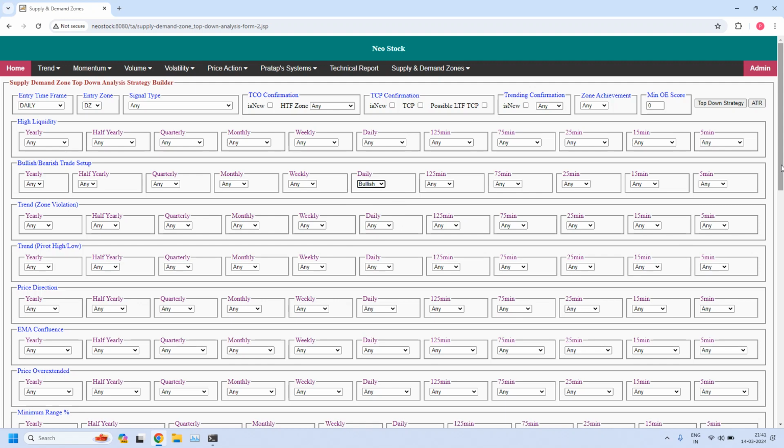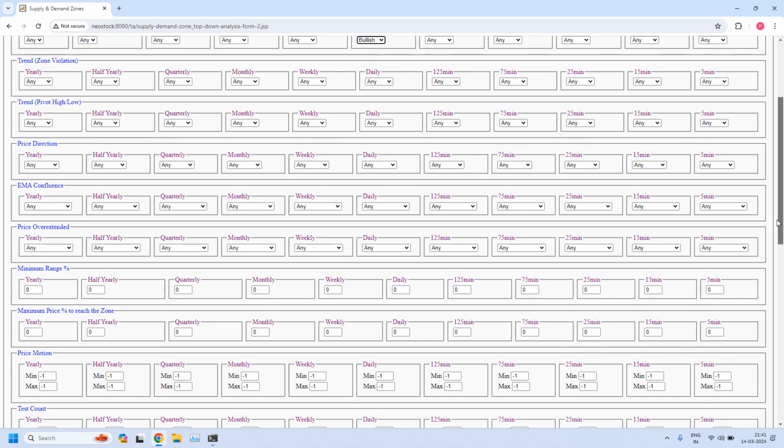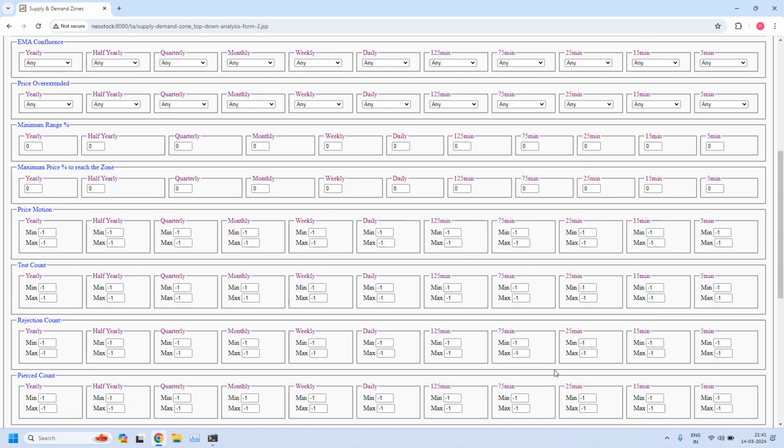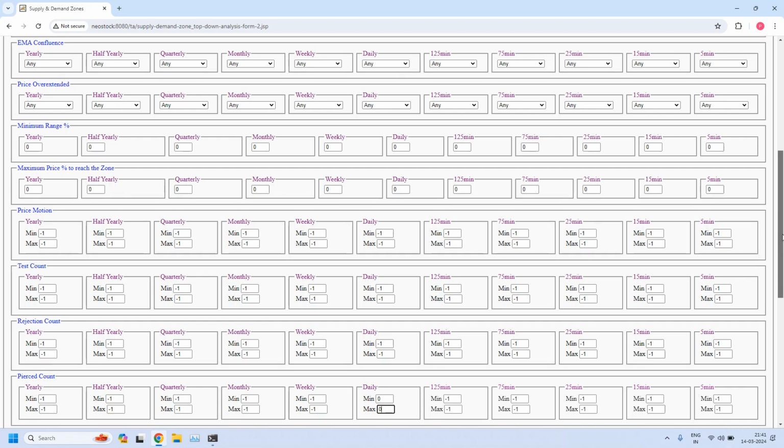We will also add some parameters. First parameter, we don't want pierced zones, so that's why I am setting the pierced count as 0. In daily time frame, minimum value and maximum value should be 0, which indicates the zone pierced count 0. That indicates the zone is not pierced.